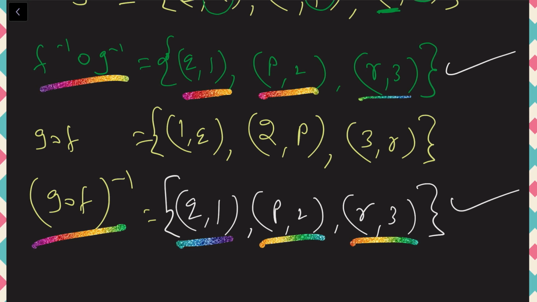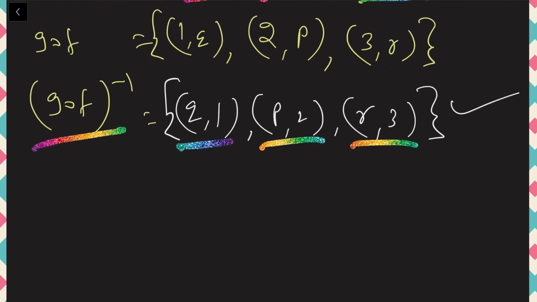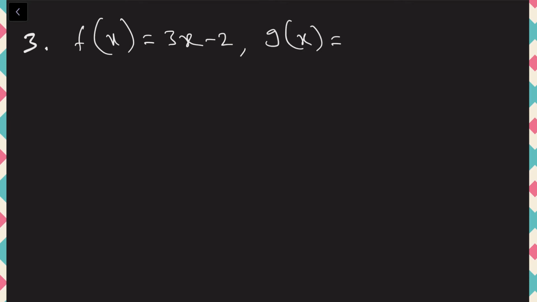Next, let us move to question number 3. F of X is given as 3X minus 2. G of X is given as X square plus 1. Then he is asking to find the value of the first one, G of F inverse of 2. So here first F inverse of 2 is there.